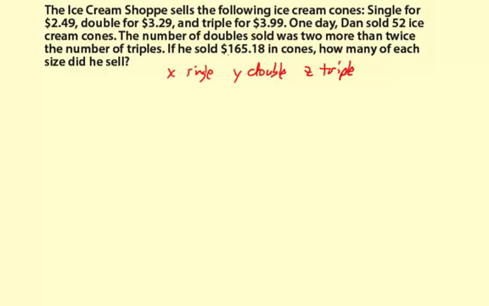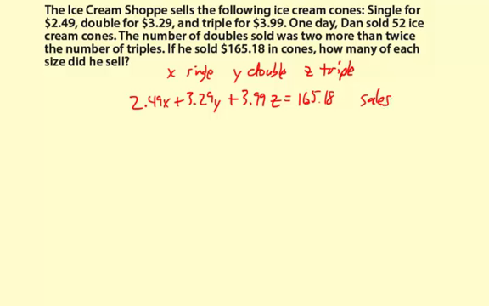Now the first one I'm going to do is for the total amount of money earned. $165.18, and I know the price of each item, so I can put 2.49x plus 3.29y plus 3.99z is 165.18. That's my sales for the day.